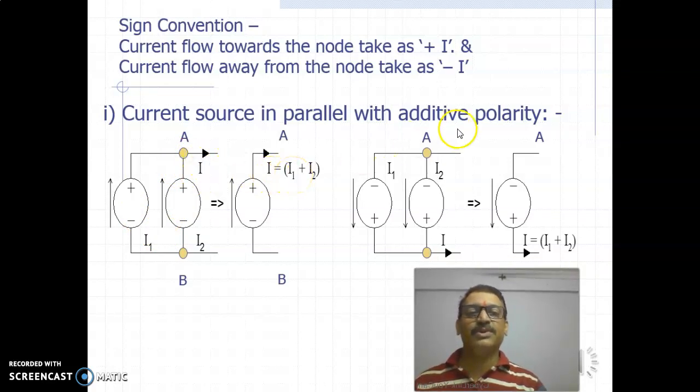Okay, so this particular property is called additive polarity. Let us take another case. In this case, both current sources are connected in parallel, but the orientation of both current sources is downward. Now when I1 and I2 meet at point B, that node is B, here that node was A. So when both currents meet at point B, you get the total current as I. Now what should be the value? I is equal to I1 plus I2. Why do these currents add as I1 plus I2? Because of this particular sign convention.